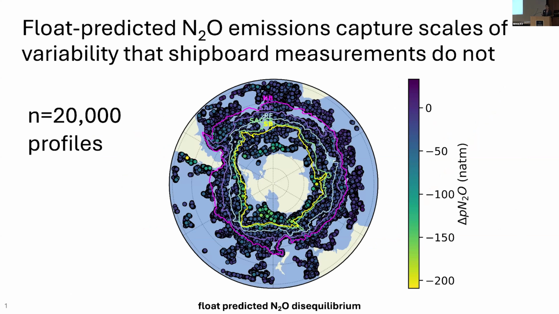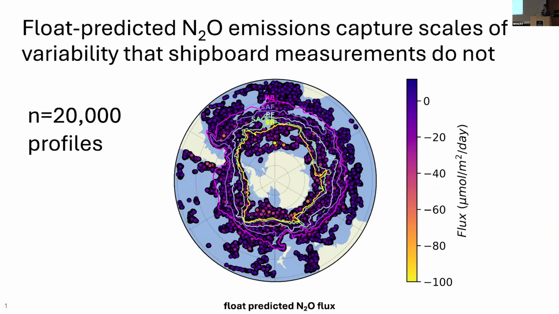So this is what our model predicted nitrous oxide pressure disequilibrium looks like in the Southern Ocean. I'll just point out that we have 20,000 profiles in this data set, so we're able to capture these very small but intense blips of nitrous oxide disequilibrium. This is what the air-sea flux looks like. And again, we're able to capture these brief but intense emission events.